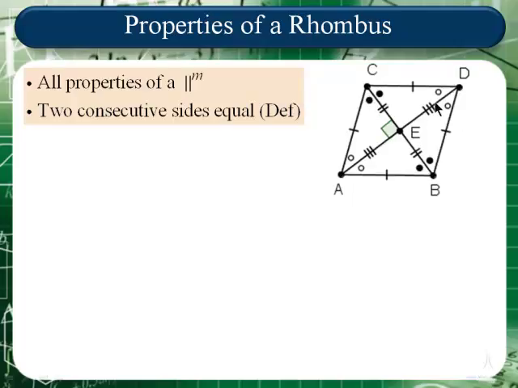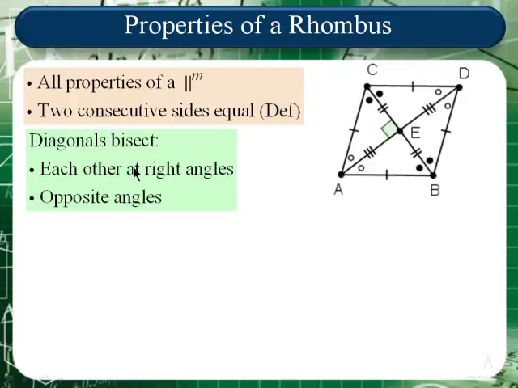We also know that from the properties of a parallelogram, diagonals must bisect each other. So that's nothing new. But there's two more things we need to prove. That the diagonals not only bisect each other, but bisect each other at right angles. So we need to prove that this angle is 90 degrees and that it also bisects the opposite angles.